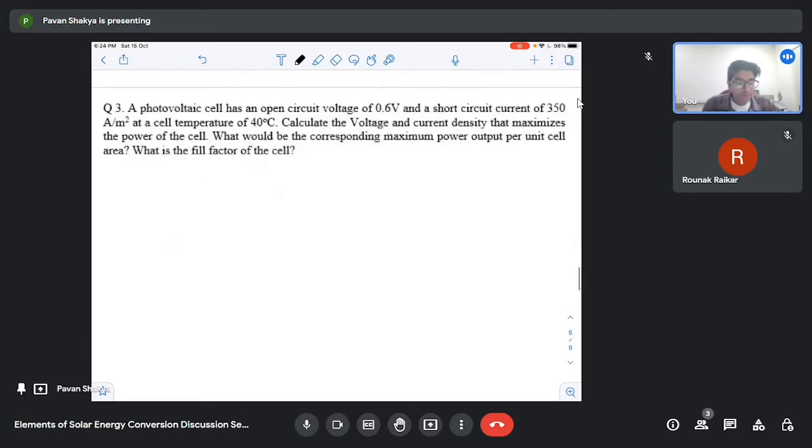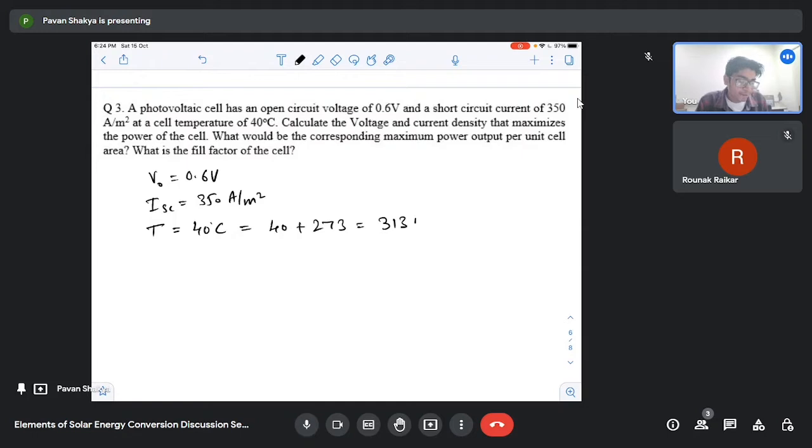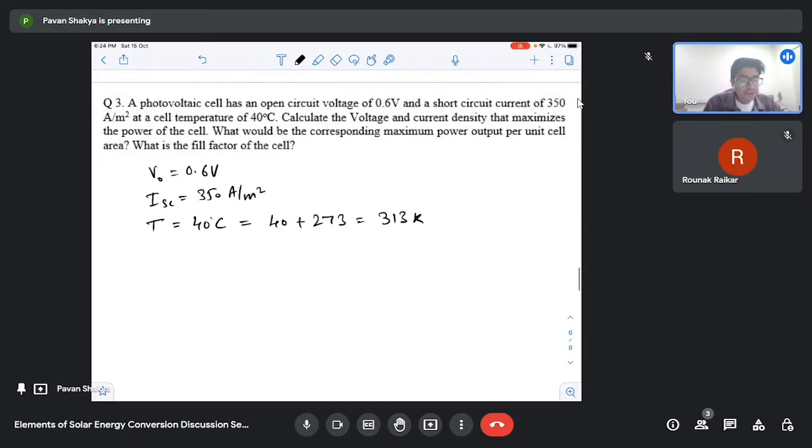In the next problem, it has been given that a photovoltaic cell has an open circuit voltage that we have denoted as V0, that is 0.6 volt, and a short circuit current, that is ISC, that is 350 ampere per meter square, at a cell temperature of 40 degrees C. So T is given as 40 degrees C. If we convert it in Kelvin, then this will be equal to 313 Kelvin. So calculate the voltage and current density that maximizes the power of the cell.